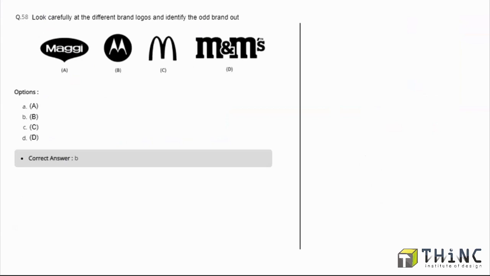Look carefully at the different brand logos and identify the odd brand out. Out of the given four options, the first one is Maggi, which is a food product. Option B is related to mobile electronic goods manufacturing. Option C is McDonald's, again related to the food industry, and M&M's is again related to the food industry, they make chocolates. So the correct option is option B, Motorola. Okay, now let's move on to the next question.